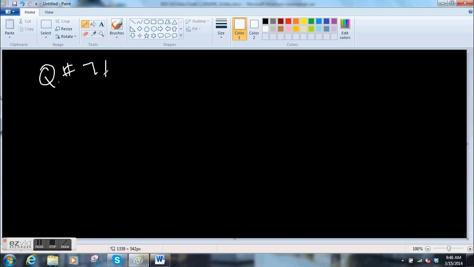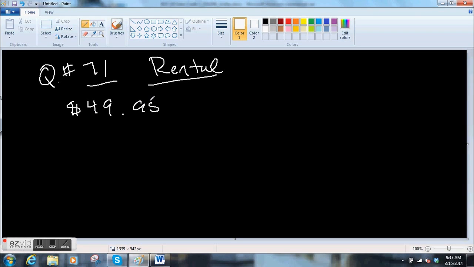So question number 71 reads, we're looking at a rental truck. This one is close to my heart because I just rented a truck at U-Haul and it was totally weird the way they calculated the amount of money I owed them. So a rental truck costs $49.95 per day, plus 49 cents per mile. You'll notice you want to do 0.49 because it's 49 cents and not $49 a mile, although it might as well be with those U-Haul prices.